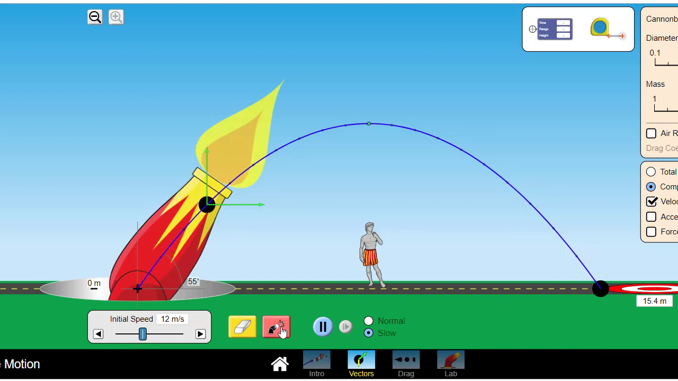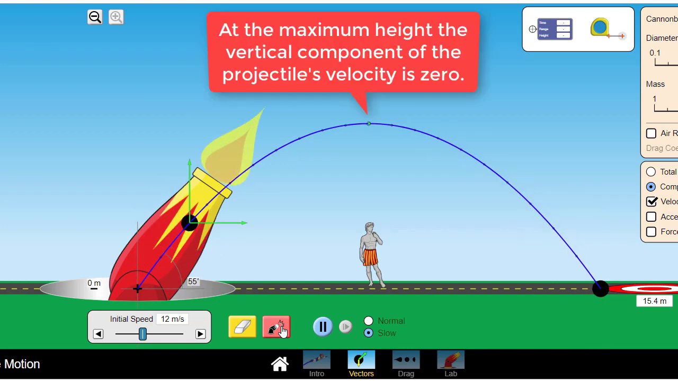The vertical component of the velocity is reduced to zero as the projectile rises upwards. At the top of the flight, the vertical velocity is reduced to zero. On the way down, the force of gravity accelerates the projectile, increasing its velocity in a downward direction.